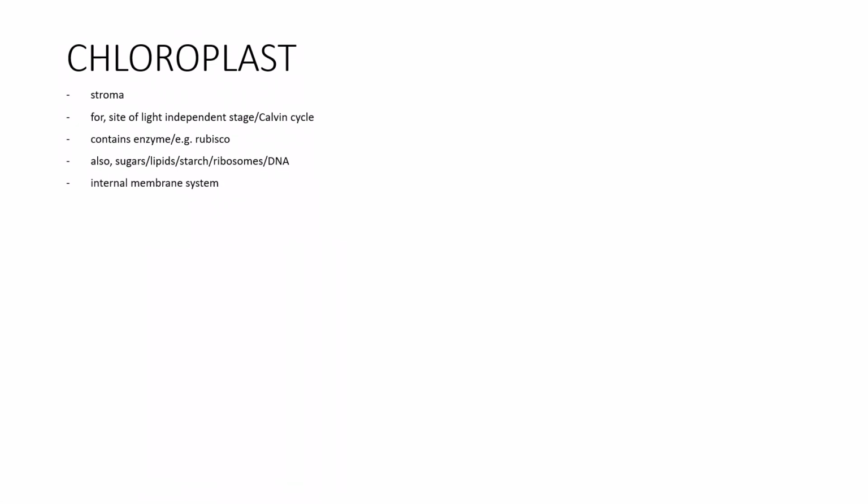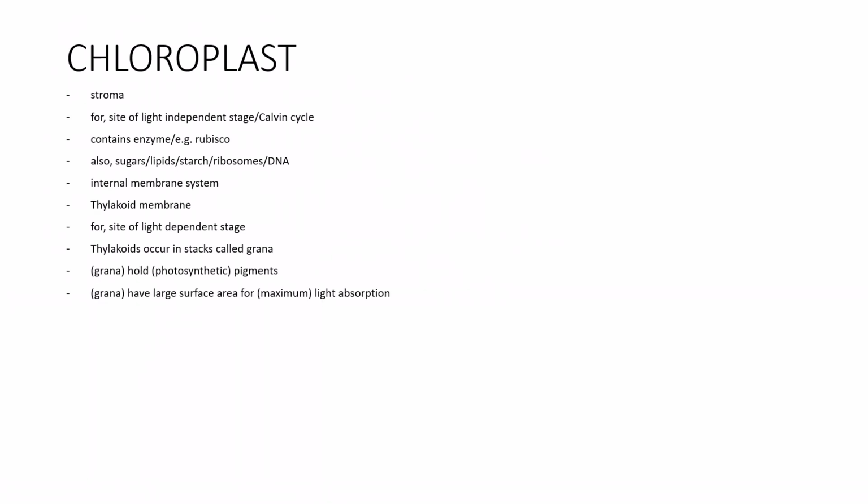At the internal membrane system, we have the thylakoid membrane, which is the site of light-dependent stage. The thylakoids occur in stacks called grana. Grana hold photosynthetic pigments and have a large surface area for maximum light absorption.